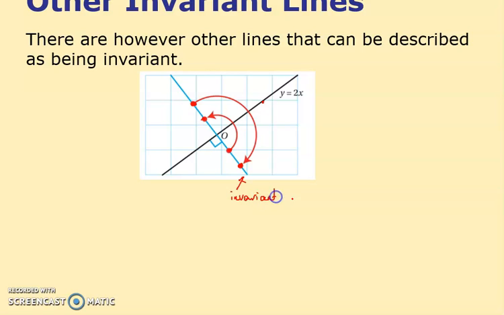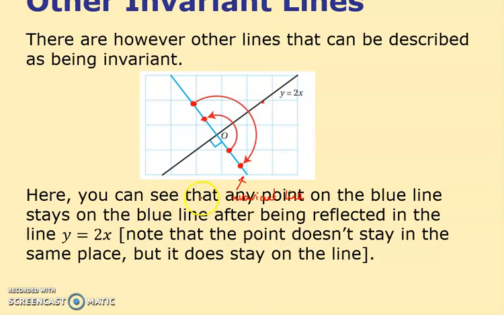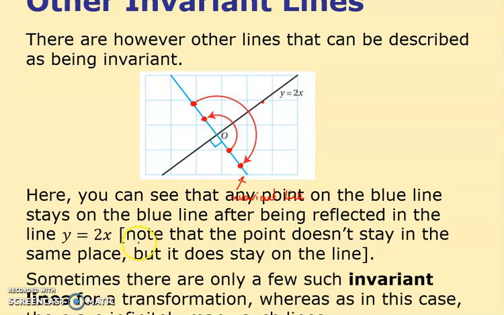Invariant line. Not in quite the same way as before, but it's still an invariant line. Here you can see that any point on the blue line stays on the blue line. Note that the point doesn't stay in the same place, but it does stay on the same line. So sometimes there are only a few such invariant lines for a transformation, whereas in this case there are infinitely many such lines. That's basically saying I could have chosen this line over here instead. You can see there's another line. And all the rule would be in this case, as long as it's right angled to the y equals 2x line, it will be an invariant line.